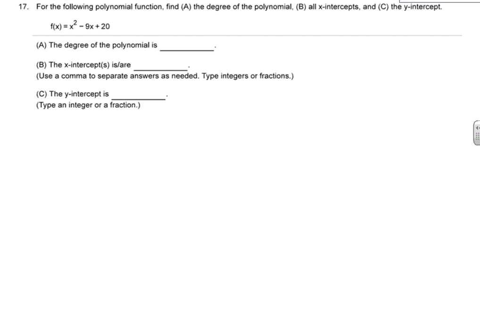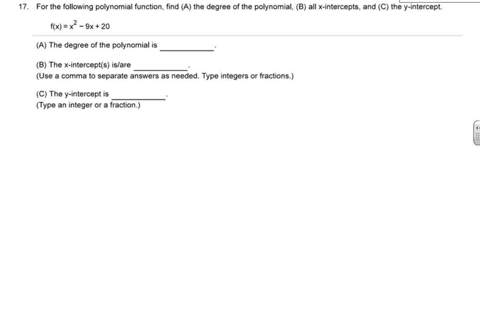Find the following polynomial function. We have a polynomial function. We're going to find the degree of the polynomial, all the x-intercepts, and the y-intercept.